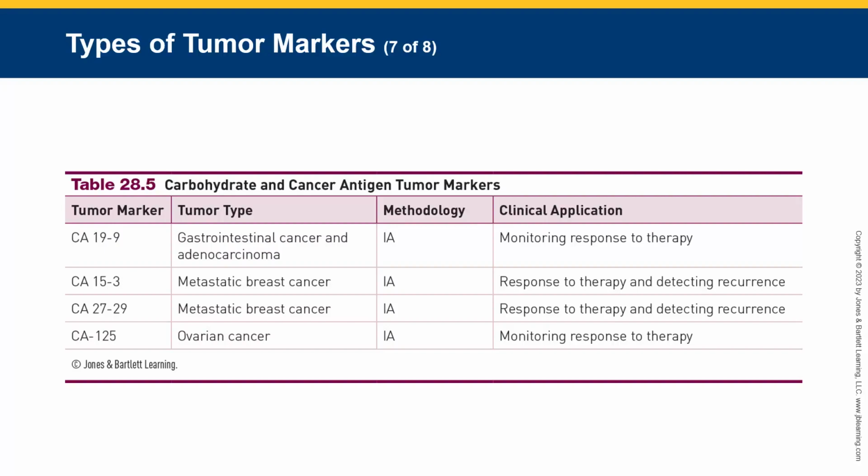Now, if the levels are decreasing, then the tumor may be responding to the treatment. So that's how we can monitor the response to therapy within the particular patient, but still not be able to use it as a diagnostic marker, because the level in each patient is going to be slightly different and physiologically unique to that patient.